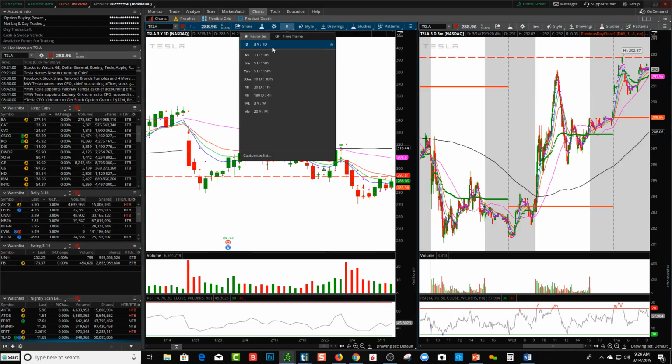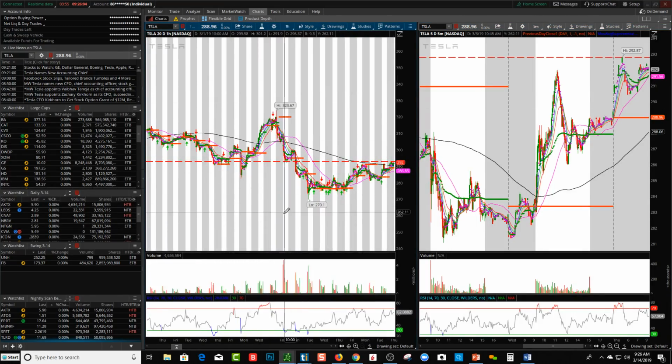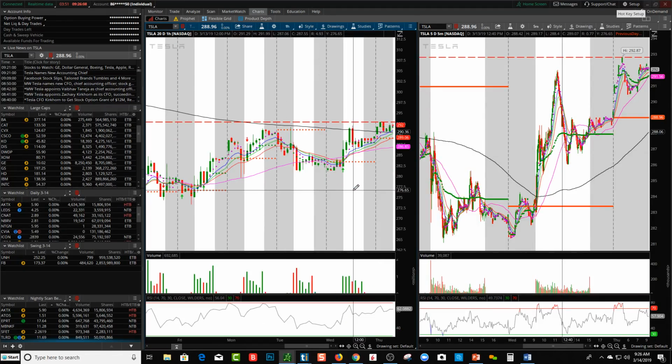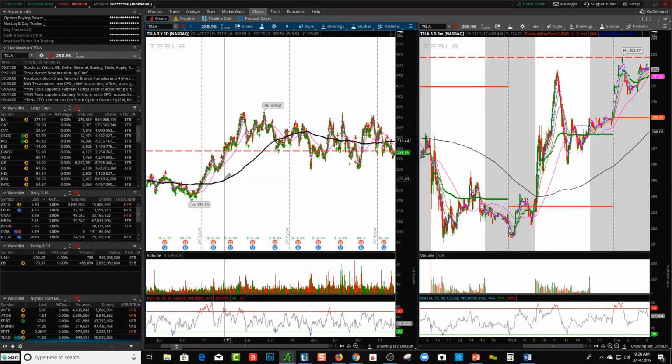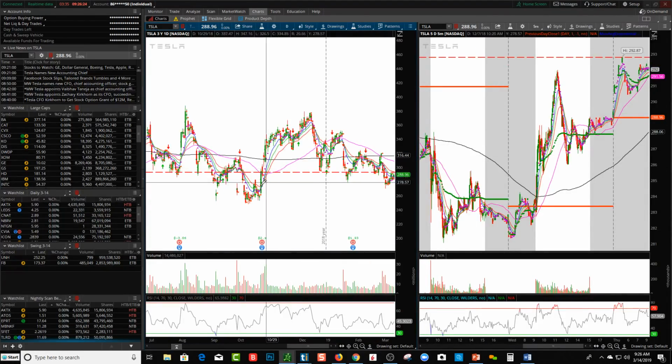Let me take a look at the hourly. This one kind of has a cup and handle above the moving average lines. This might have a pop today. This is a stock that's just highly traded. This is not one where you're like, hey, let me swing trade this, because it's just all over the place, unless you get a really good entry on it. It's just a very day-traded stock.